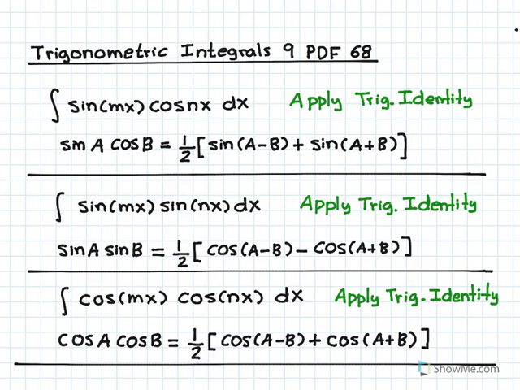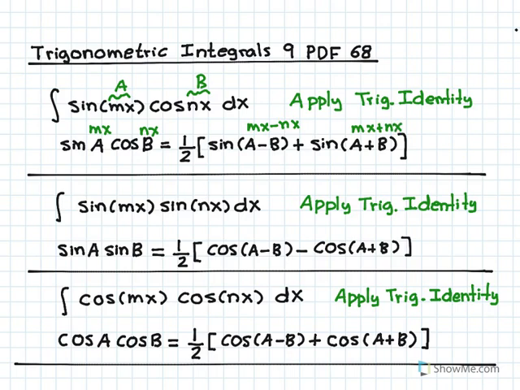So looking at the first integral, we have sine of mx times cos of nx dx. So we're going to call this part a, that's a is mx, and b is nx. And now apply the trig identity. That's equal to 1/2 sine of a minus b, so we're going to have mx minus nx, plus sine of a plus b, we're going to have mx plus nx.